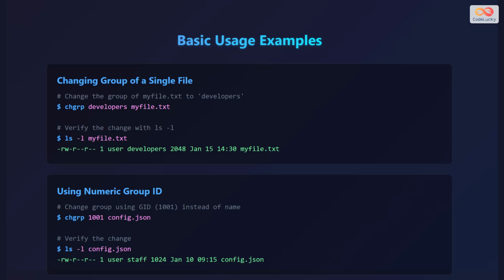You can also use the numeric group ID, or GID, instead of the group name. For instance, to change the group of config.json to a group with the GID 1001, you would use the command chgrp 1001 config.json. Similarly, you can verify this change using ls -l config.json, and the output will reflect the new group based on the GID you specified.